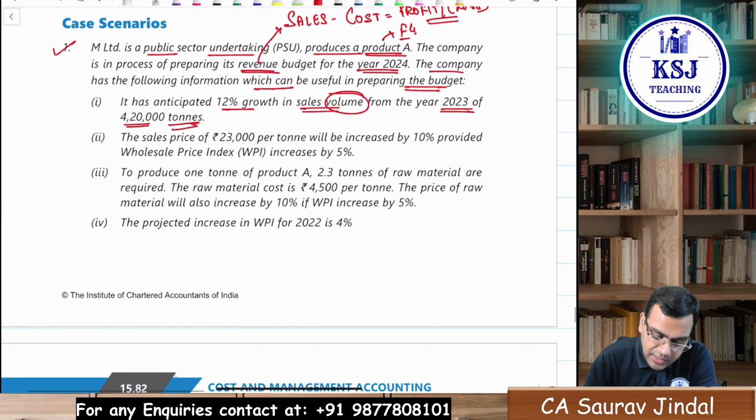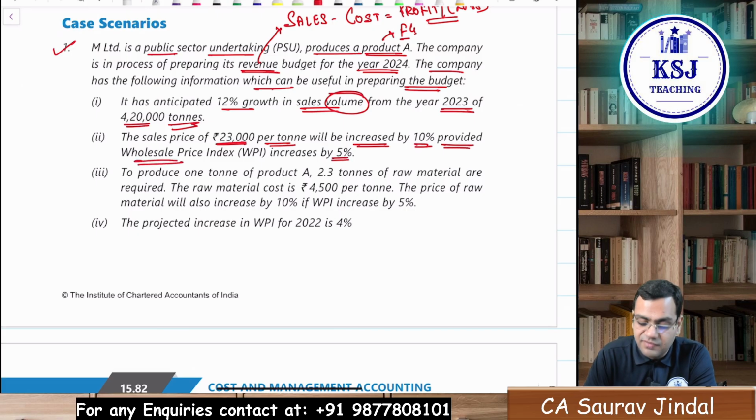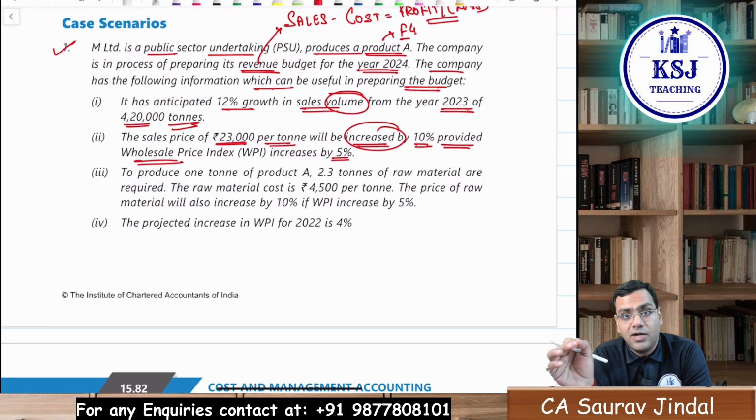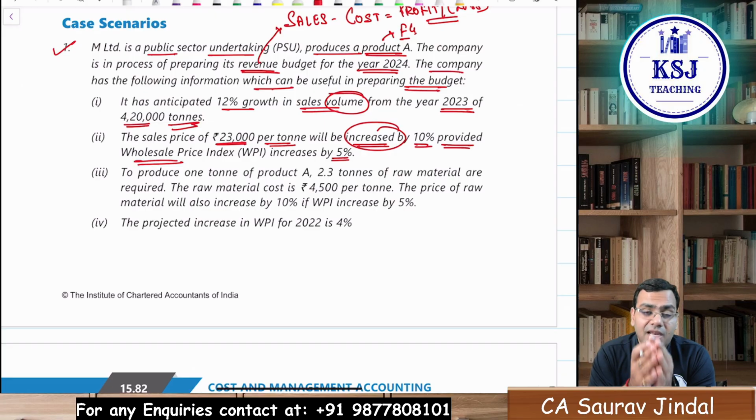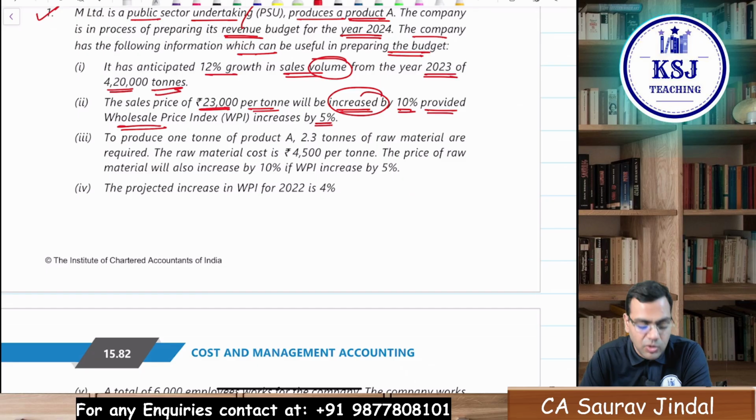Now they say the sales price of rupees 23,000 per ton will be increased by 10% provided the wholesale price index increases by 5%. So this increase is conditional. It is not compulsory that it will be increasing by 10%. They say it will increase by 10% if this WPI increases by 5%. So we'll have to wait to see what is the increase in the WPI.